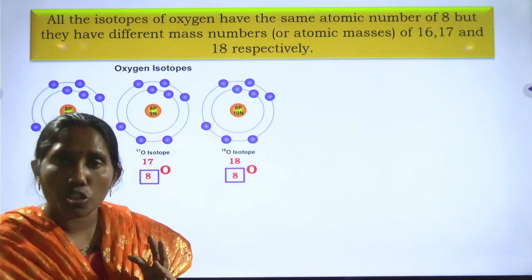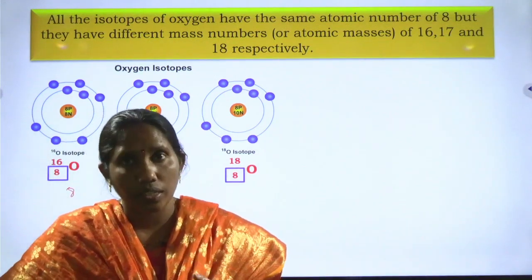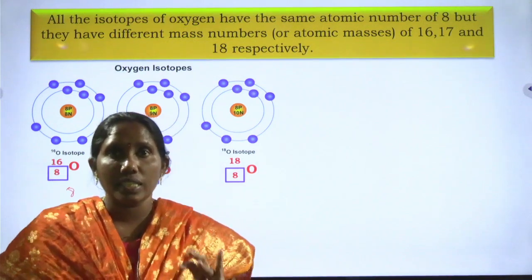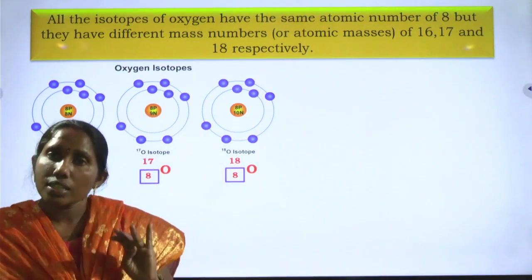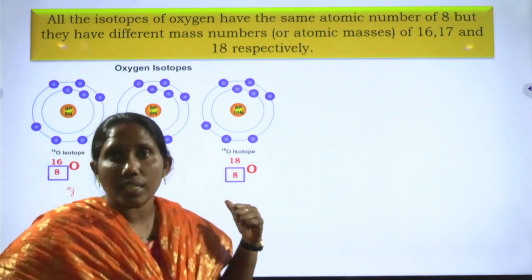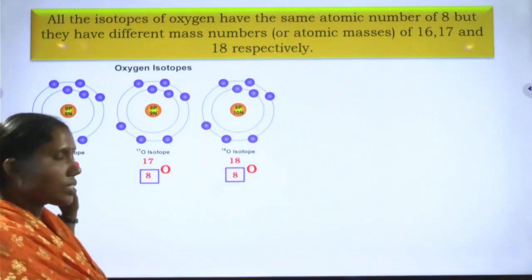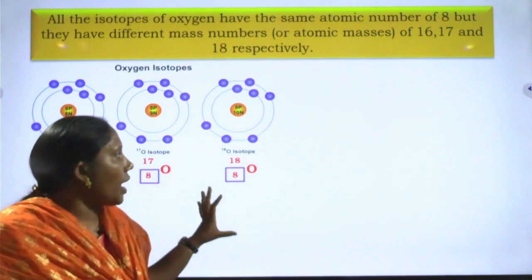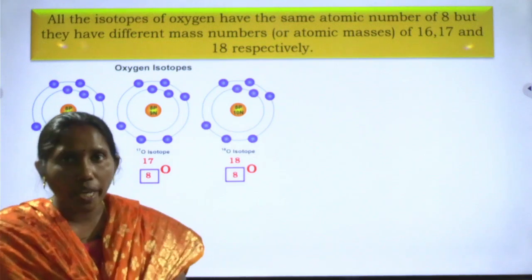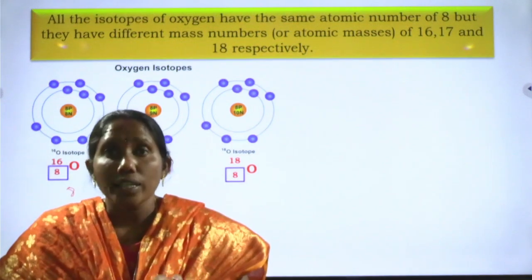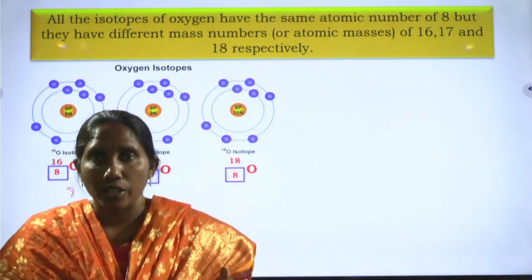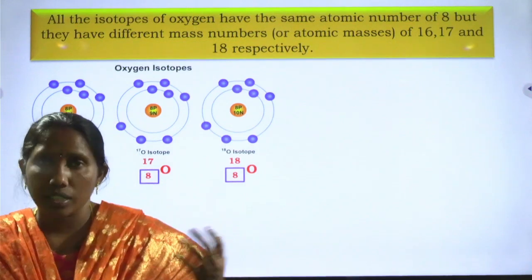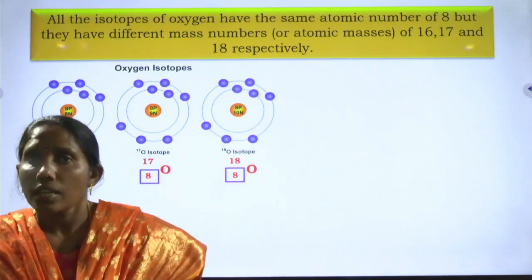Hydrogen isotopes are H11, H12, H13. Carbon isotopes are C612, C613, C614. Oxygen isotopes are O816, O817 and O818. Okay, this is about the isotopes of carbon, hydrogen and oxygen that we discussed, and their definitions also discussed.